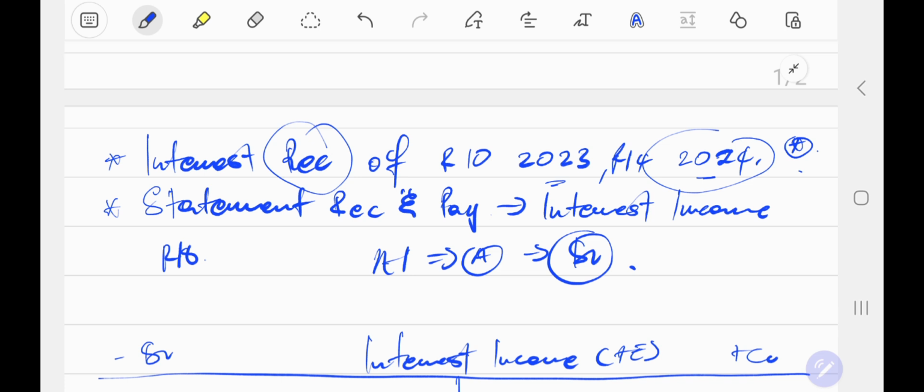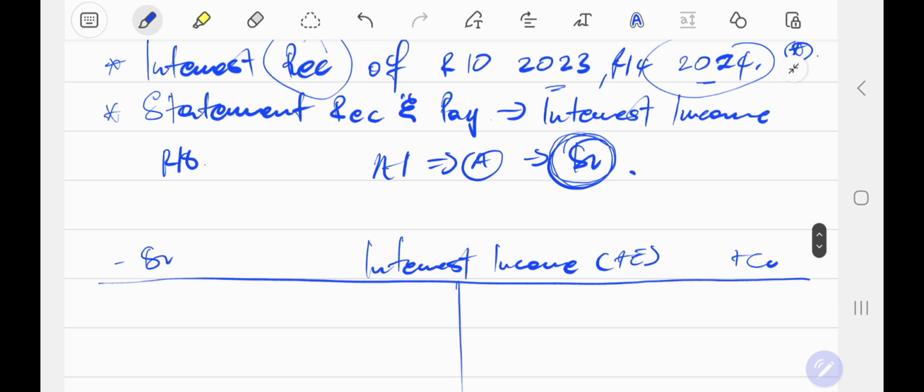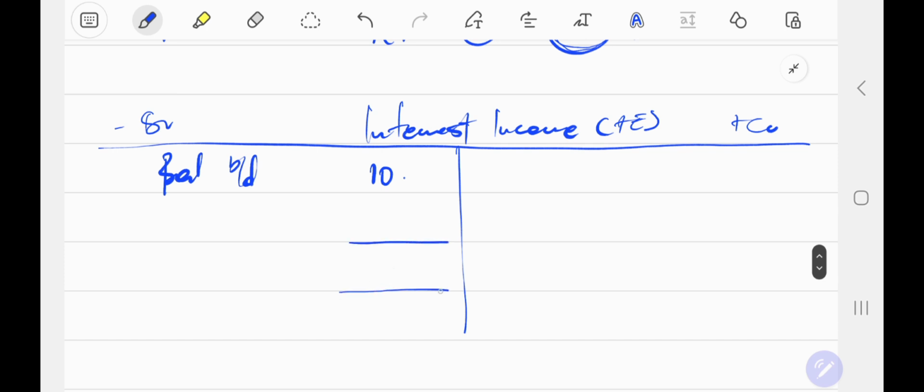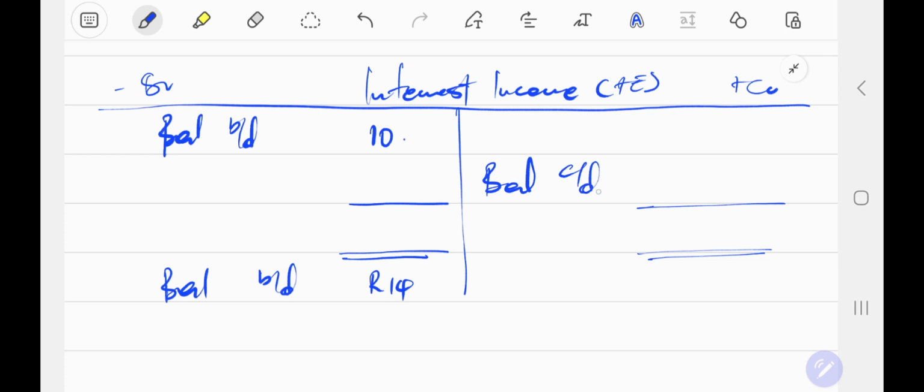So on the account of interest income, you are going to have a balance brought down at the beginning of the year and a balance brought down at the end of the year on the debit side. Why? Because you have interest receivable, which is accrued income, and assets increase on the debit side. So the interest income account has an opening balance on the debit side. Here you record the 10 rand, and at the end of the year you record 14 rand, and the balance carried down is also 14 rand.